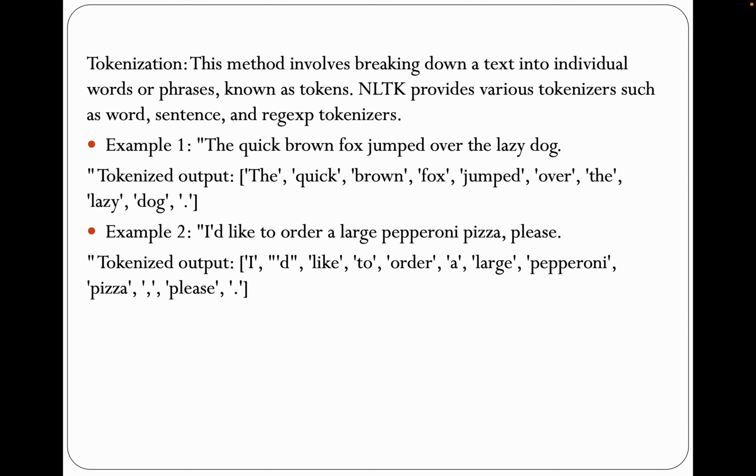Consider the quick brown fox jumped over the lazy dog. So the tokenized output will be: the is a token, quick is a token, brown is a separate token, fox token, jumped token, over token, the token, lazy token, and dog, it's a token.